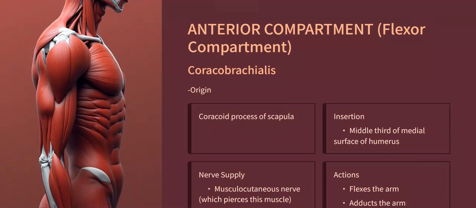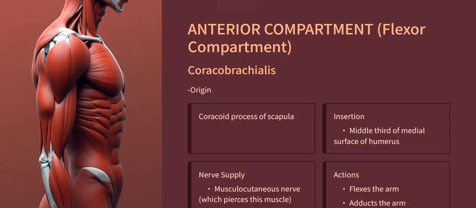3. Coracobrachialis, a small but important muscle. Origin: coracoid process of scapula. Insertion: middle third of medial surface of humerus. Nerve supply: musculocutaneous nerve, which pierces this muscle. Actions: flexion of arm, adduction of arm.